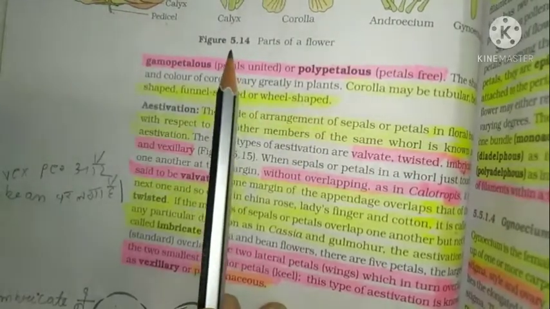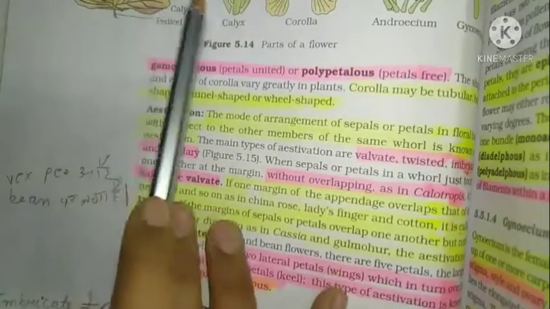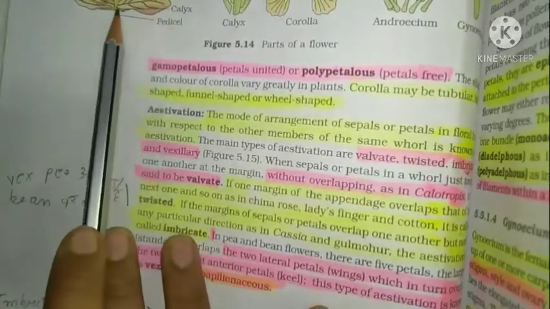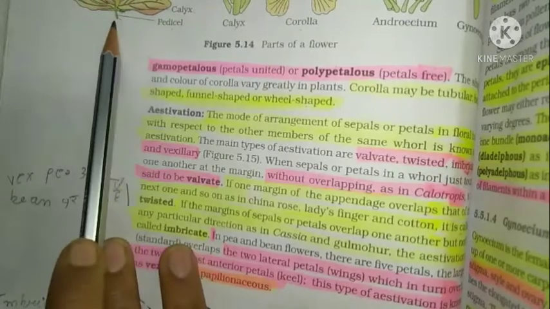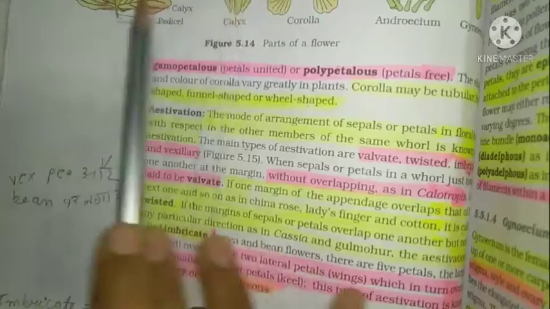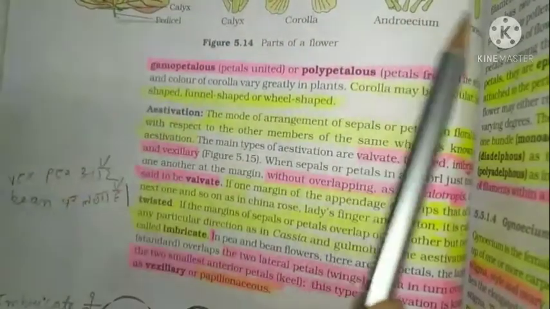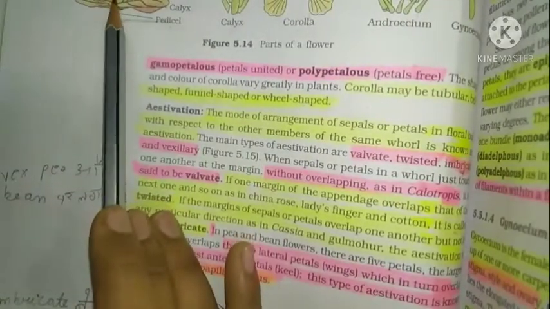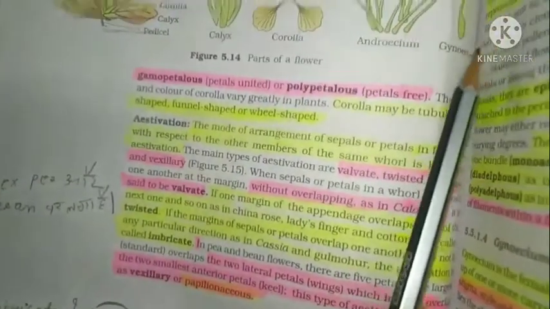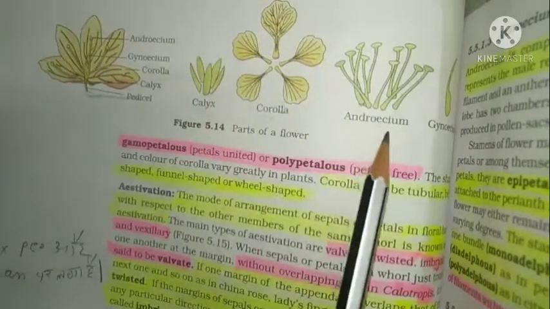In figure 5.14, the parts of a flower are shown: androecium, gynoecium, corolla, and this is the calyx, the green part, and the pedicel, the supporting part. This is the calyx, corolla, androecium and the gynoecium.